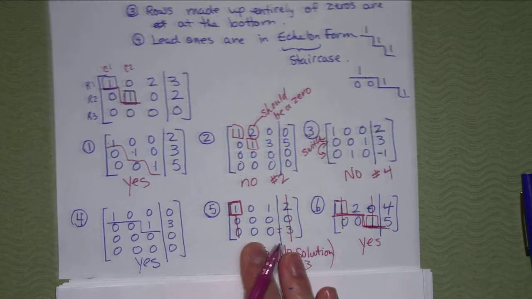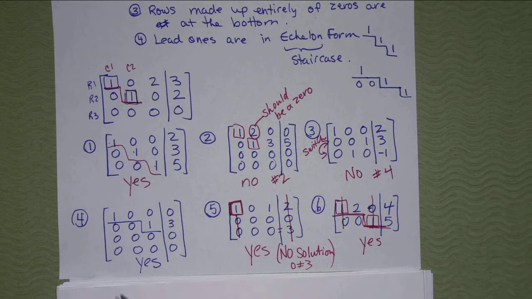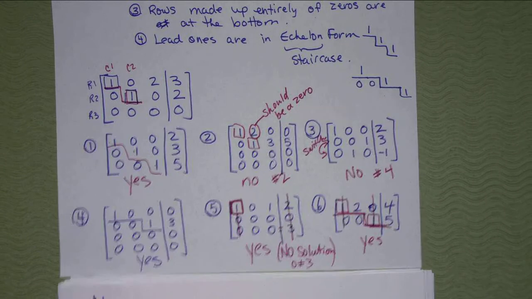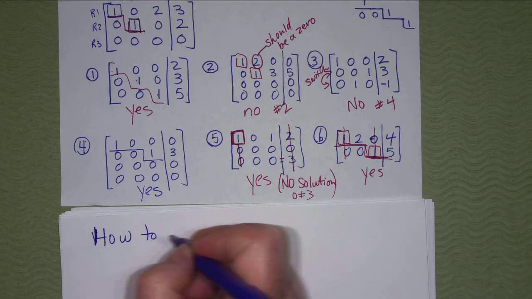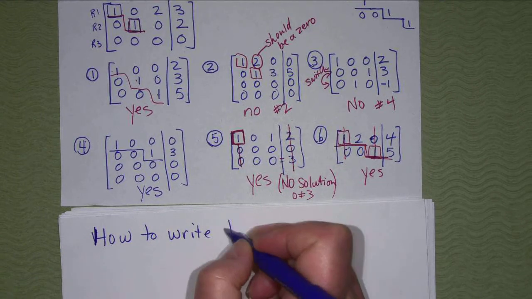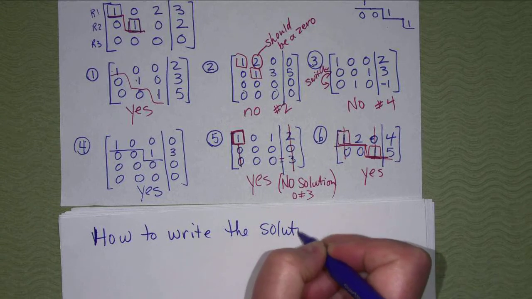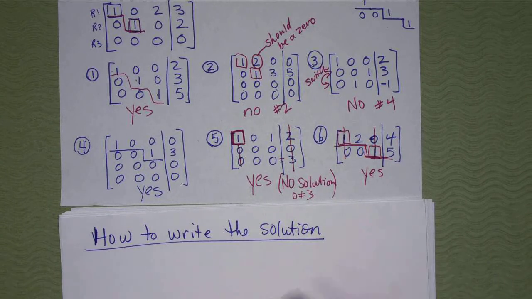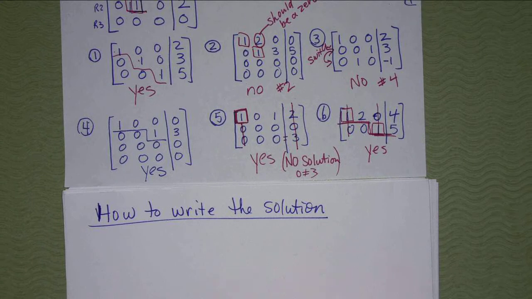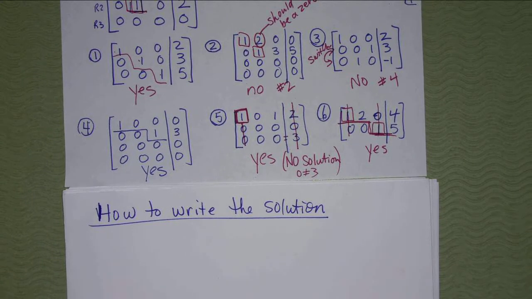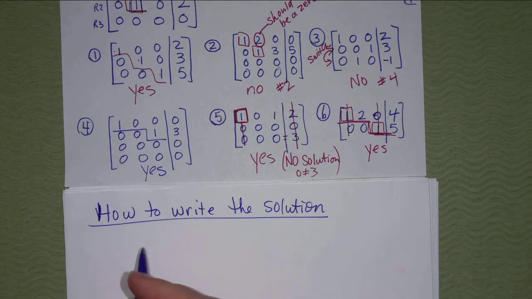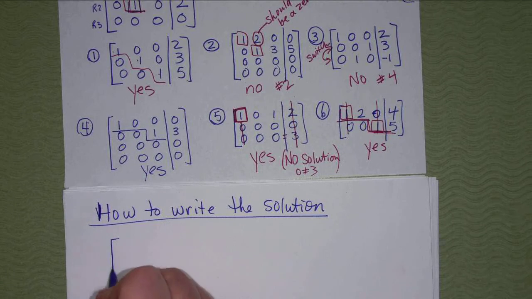So the next is how to write a solution. So you stop row reducing when you get to the right form, but then you have to take the numbers out and be able to write the solution in vector form and say whether it's a line, a point, or a plane. Okay, so that's what we're going to do next. So I'm going to write a row reduced system, just at the very end.